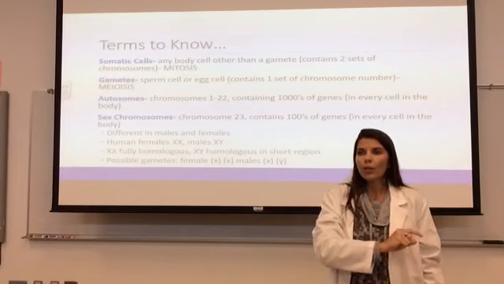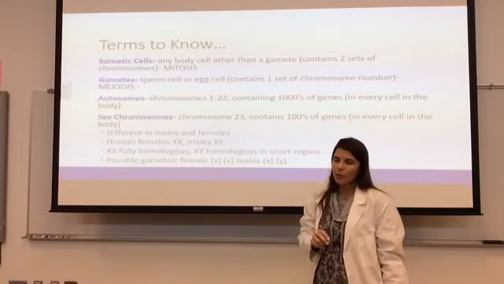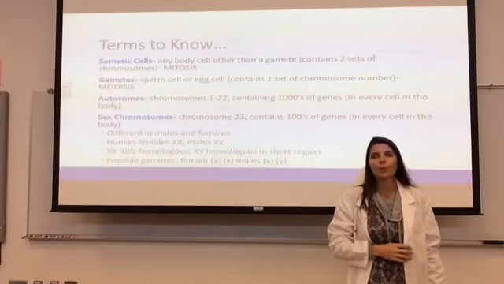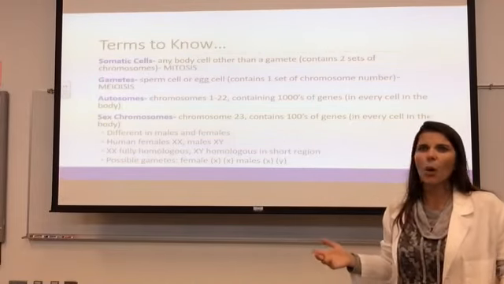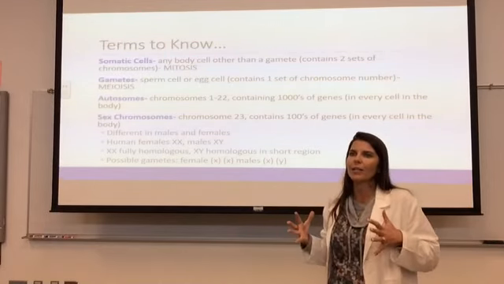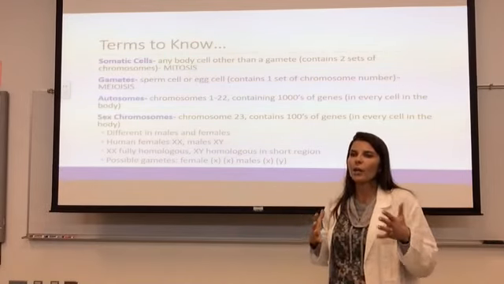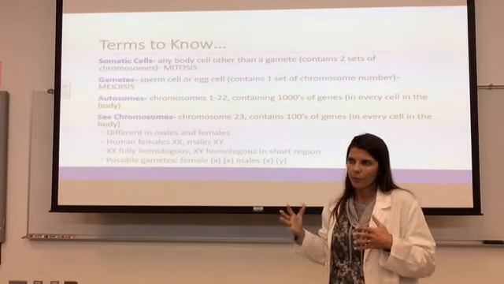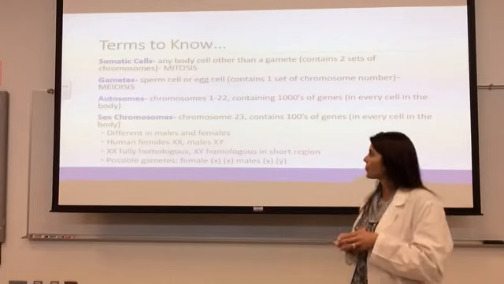Chromosomes 1 through 22 are considered autosomes. They control a lot of different things in your body, a whole lot. There's thousands of genes. But if you're chromosome 1 all the way through chromosome 22, you are considered an autosome.